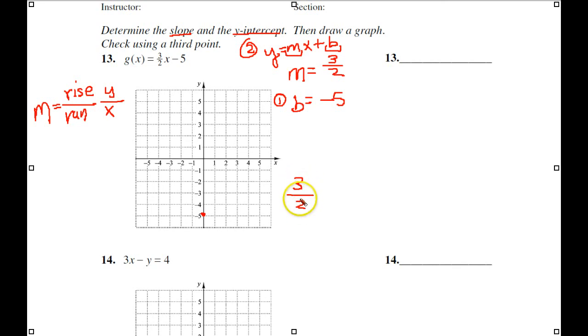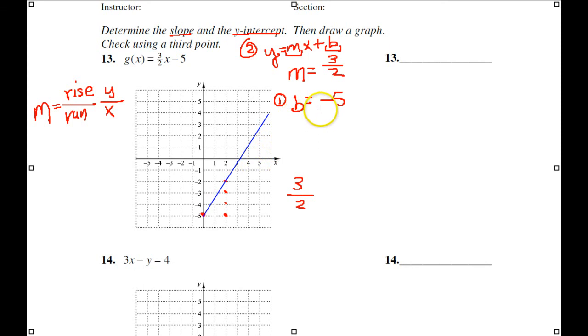Now since it's positive, the way I like to do this is I will plot my x units, and I mentally make a little right triangle. I'm going to go over 2 units right there. And now that's my run, positive run from the y-intercept. Now I'm going to do my rise, which is 3. 1, 2, 3. And I now take my line and I draw it right through there. And there is the graph.